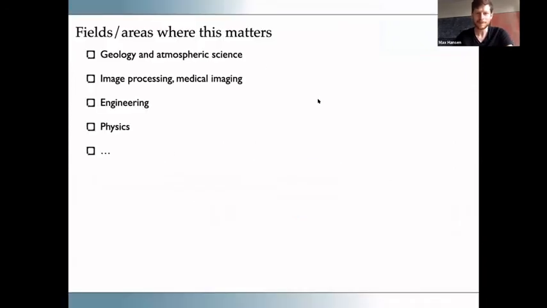Okay, so I think there's such a consensus here about how ubiquitous this problem is and how important it is to solve. So I don't want to dwell on that, but it's of course fun to reiterate and reestablish that this really matters in a huge variety of sciences, from geology and atmospheric sciences to various image processing, and of course to engineering and physics.